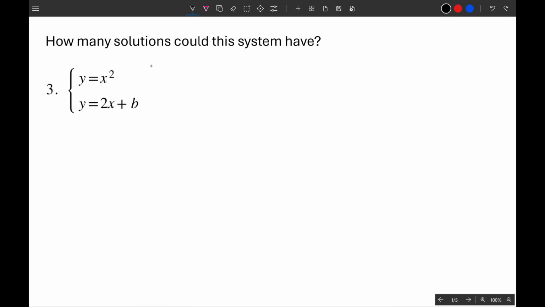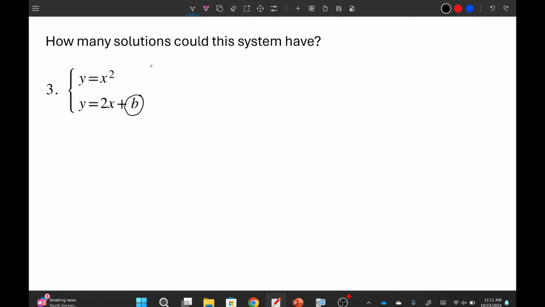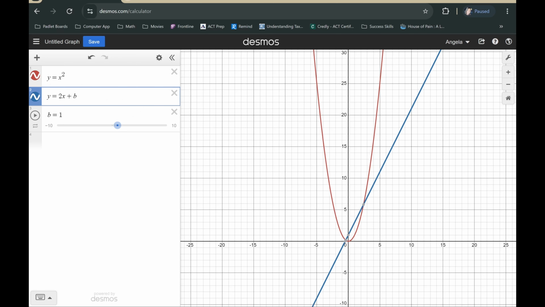All right, how many solutions could this system have? Depending on what this b is, we could have one solution, we could have two solutions, or we could have no solution. All right, so we're going to use something called Desmos. I've put these equations in already, and I have added a little slider here. If we move the b, we can see as b changes, that's the y-intercept of that equation. As the y-intercept changes, you can see what happens to your graph.